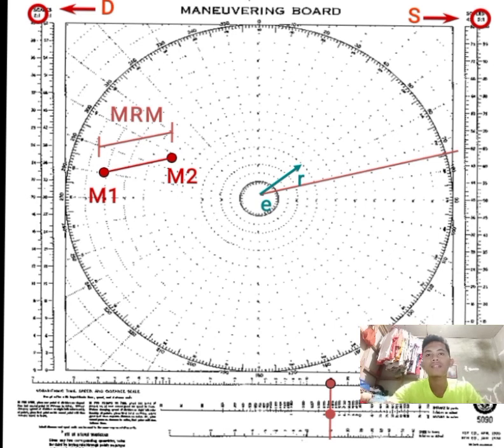the 15 knots. So that's all, and thank you.